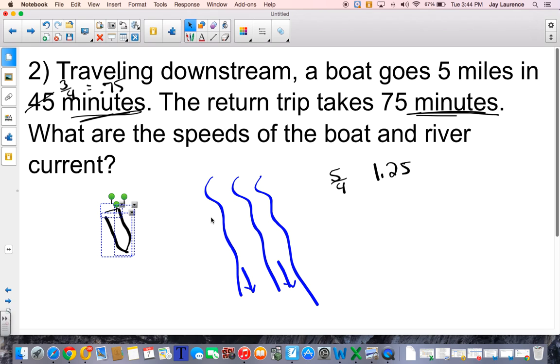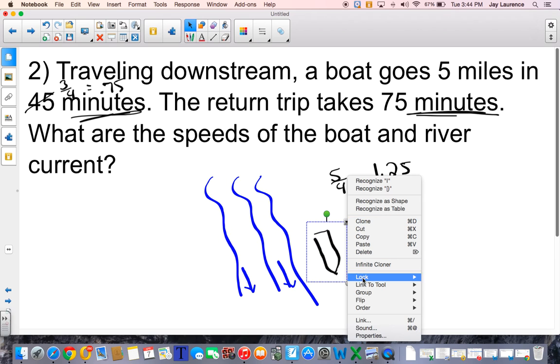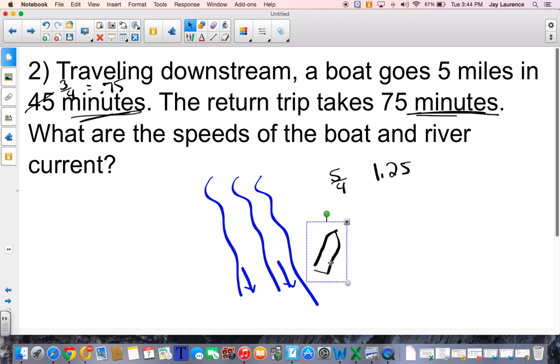Okay, so when it's flowing downstream, it's going to go a lot faster. Notice the trip only takes 45 minutes. But when it's going upstream, it's going to take much longer, right? An extra half an hour to be precise.